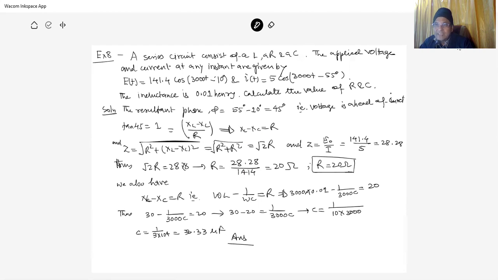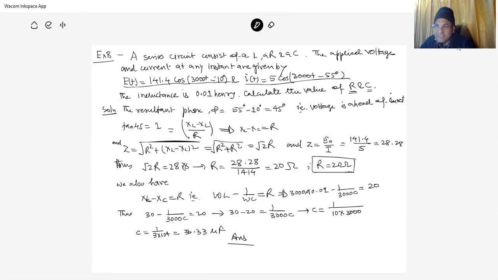Now question 8: a series circuit consists of L, R, C. The applied voltage and current at any instant are given by E(t) equal to 141.4 cos(3000t minus 10 degree), and I(t) equal to 5 cos(3000t minus 55 degree). The inductance is 0.01 Henry. Calculate the value of R and C of the given series circuit.